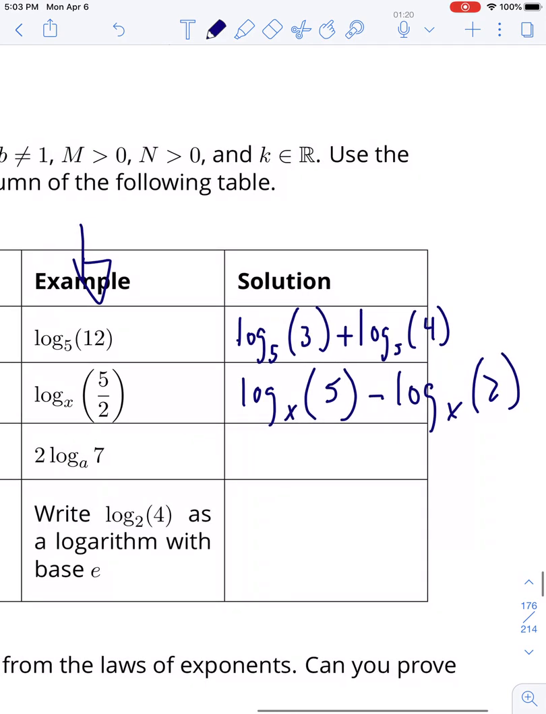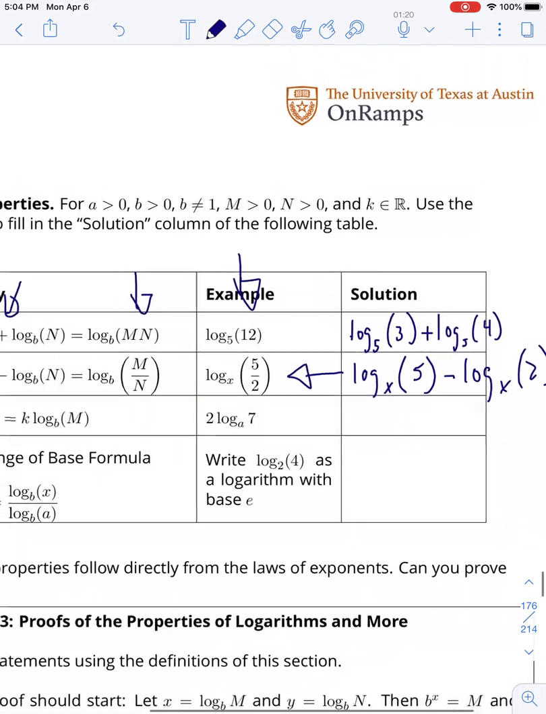Now, you may be thinking this is the only way this problem could have turned out. But there are other ways. Can you think of any other ways that you could have gotten 5 halves from in the division? Think about it. There's an infinite amount of answers here too, because I could have gotten 5 halves if I did log x 10 minus log x 4. 10 over 4 reduces to 5 halves. Log x 15 minus log x 6, because 15 over 6 reduces. So there's an infinite amount of answers there also, but just wanted to check that out.